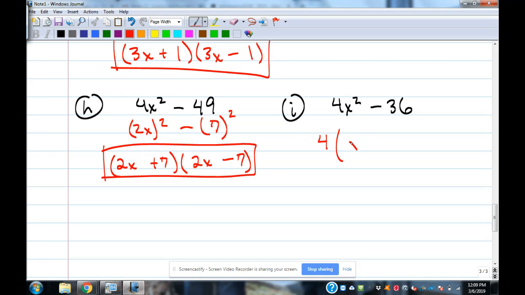I'm going to pull that out first. That gets me 4 parentheses x squared minus 9. So I've got the GCF out. Now I'll look at the parentheses and say, can I factor that further using difference of squares? Because we already said it had 2 terms and it was a minus sign in the middle. So can I rewrite x squared minus 9 as a difference of squares?